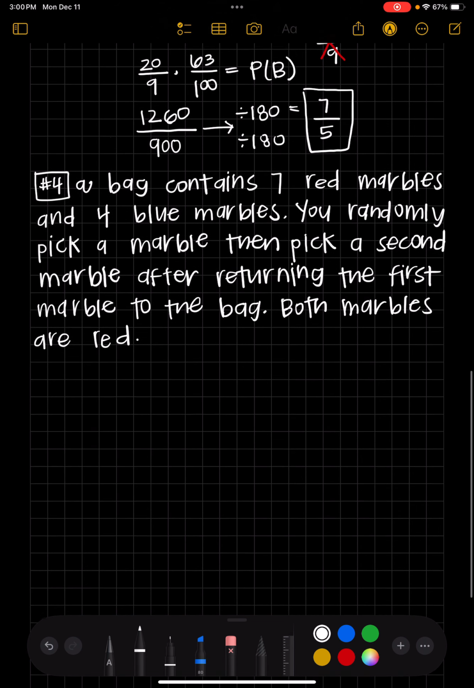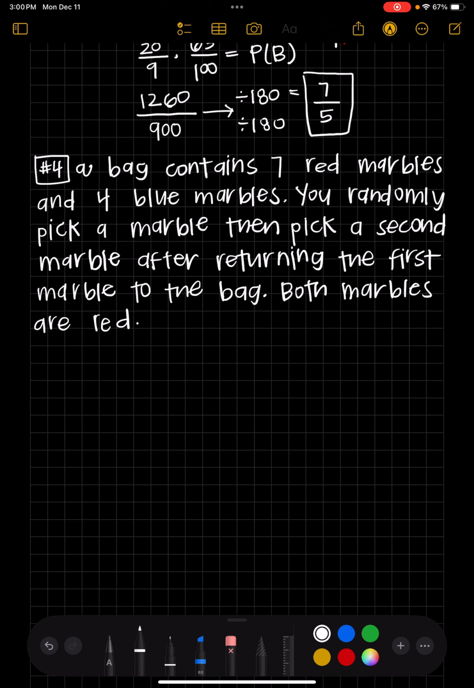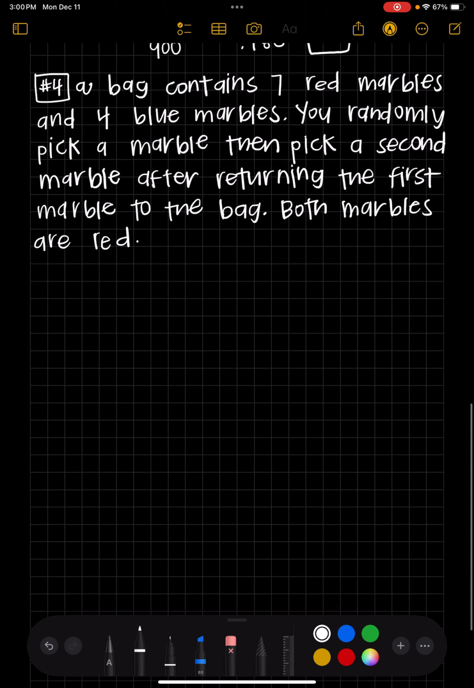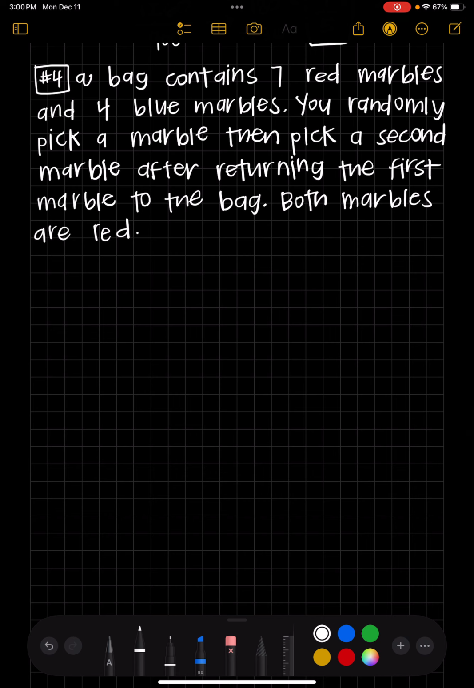Last question. We first have to decide if this describes an independent or dependent situation, and then find the probability. So let's read through the question. A bag contains 7 red marbles and 4 blue marbles. You randomly pick a marble, then a second marble after returning the first marble to the bag. What's the probability that both marbles are red?